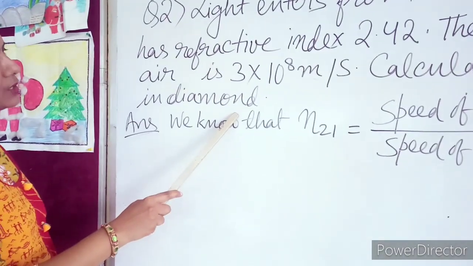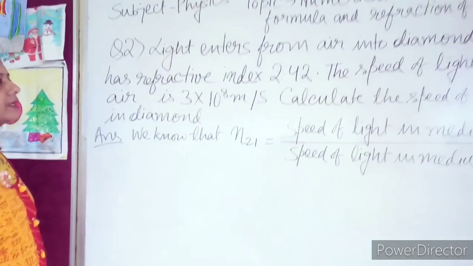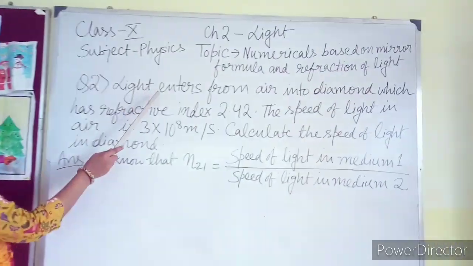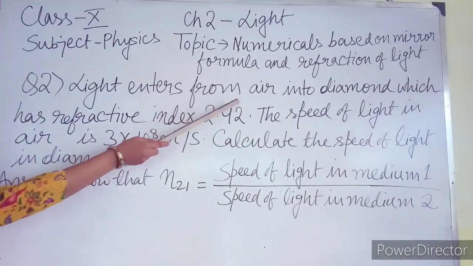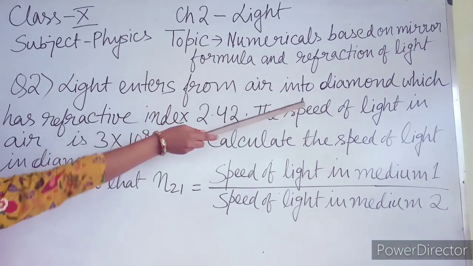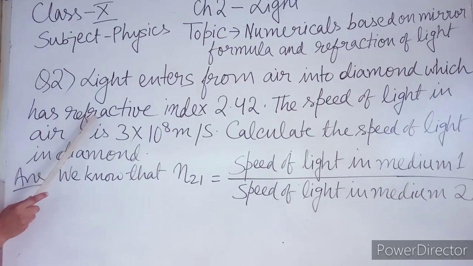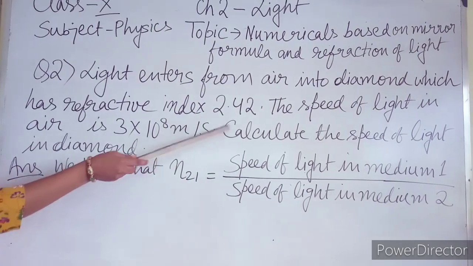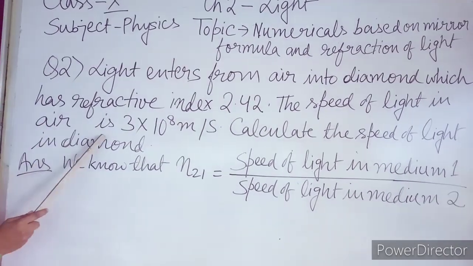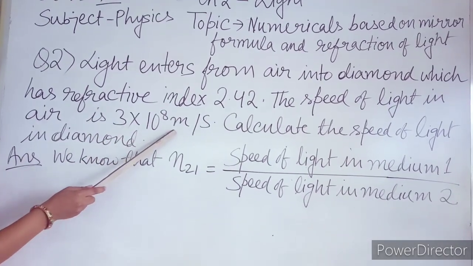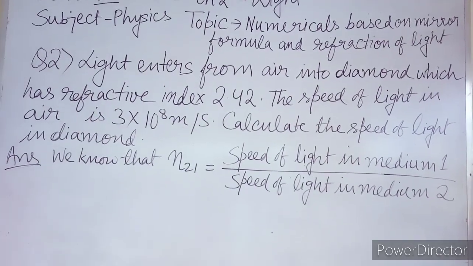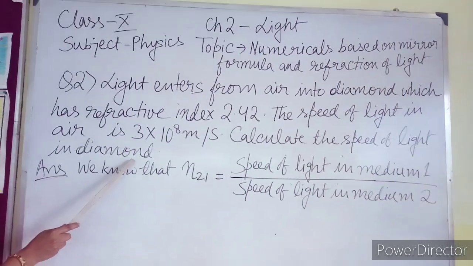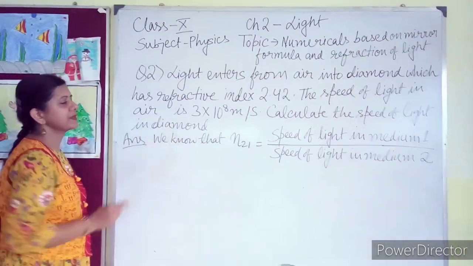This is my question. Again I am repeating the question so you can write it properly. Light enters from air into diamond which has refractive index 2.42. The speed of light in air is 3 into 10 to the power 8 meter per second. Calculate the speed of light in diamond. This is my question. Okay.